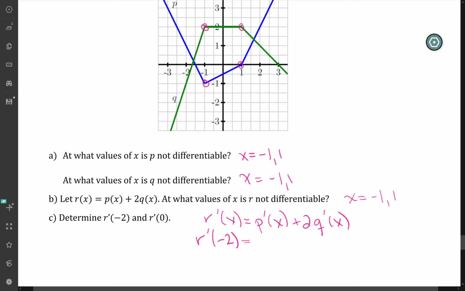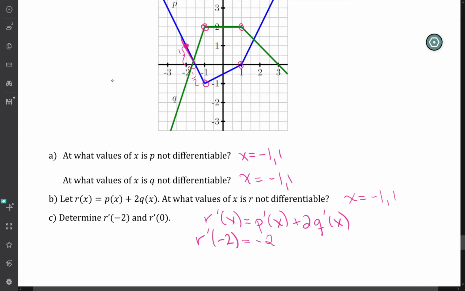okay, P, again, is the blue one. So at negative 2, we're looking at this point right here, and since it's a prime, we're looking for slope. And I see if we go down 1, we go over 1/2. So the slope is going to be negative 2. You could also go down 2 over 1 if you like that better.